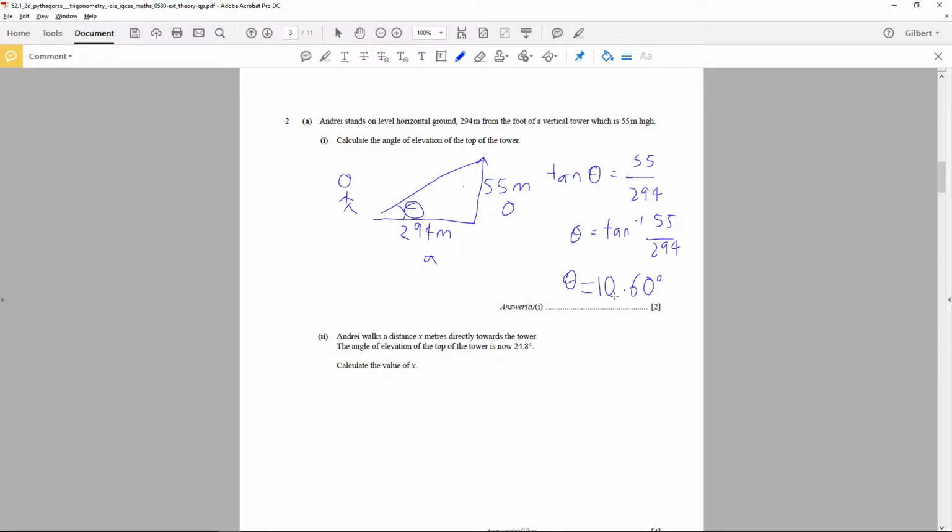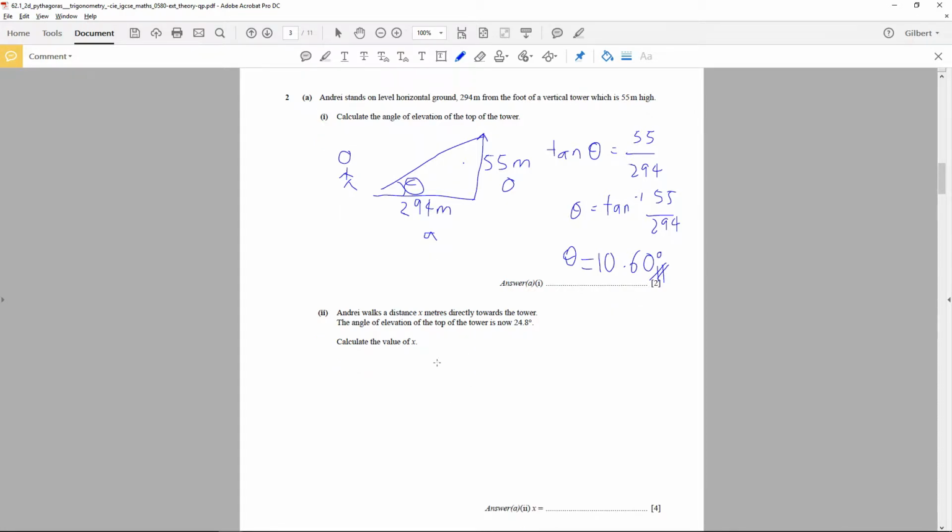60 degrees. Answer. Alright, Andrea walks a distance x meters directly towards the tower. The angle of elevation now is 24.8. Calculate the value of x. So she was from here 294, then she walked an x amount of distance, and now the angle of elevation is 24.8 degrees instead. Calculate the value of x. The height of the tower is still 55 meters.